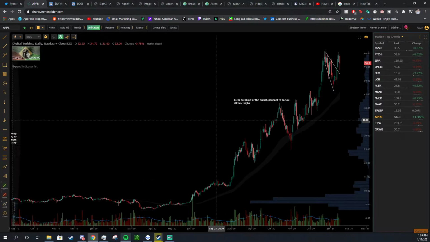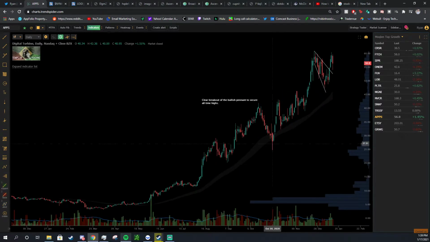Okay, apps, Digital Turbine, same difference. This 50-65 MA, we got a little bit under. It's never going to be perfect, but still, if you could stick it out for two to three days with an iron stomach, you would have been able to get great returns in just a matter of months.